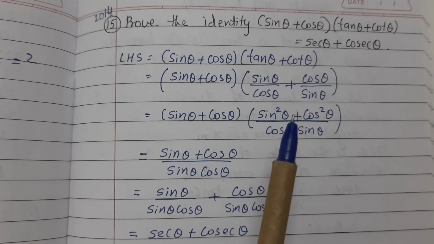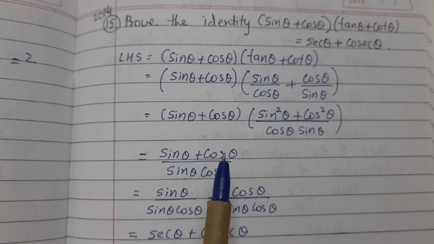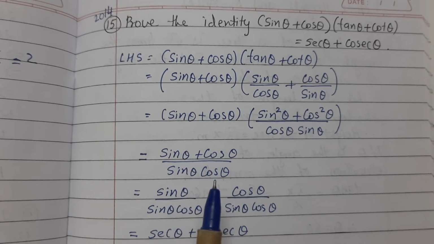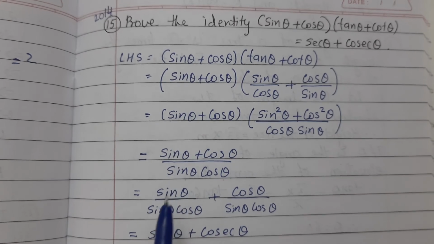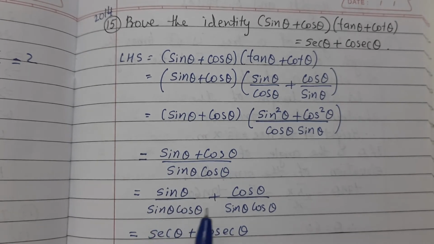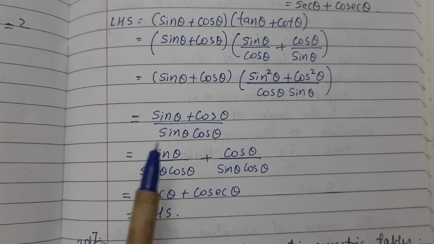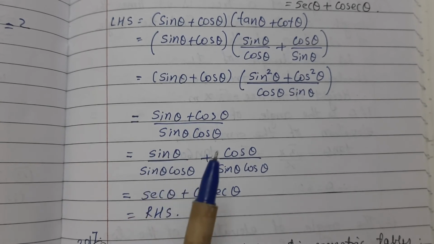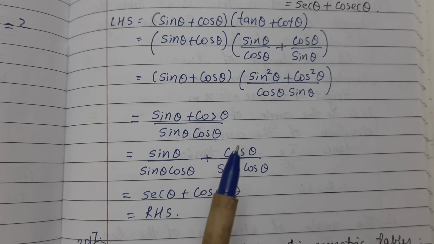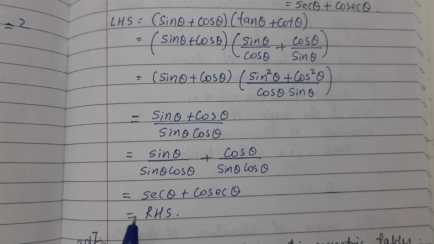This is 1. So sin theta plus cos theta upon sin theta cos theta. Therefore, when you split, sin theta upon sin theta cos theta plus cos theta upon sin theta cos theta. Sin theta cancel each other. 1 upon cos theta is sec theta, plus cos theta cancel each other. 1 upon sin theta is cosec theta, equal to sec theta plus cosec theta equal to right hand side.